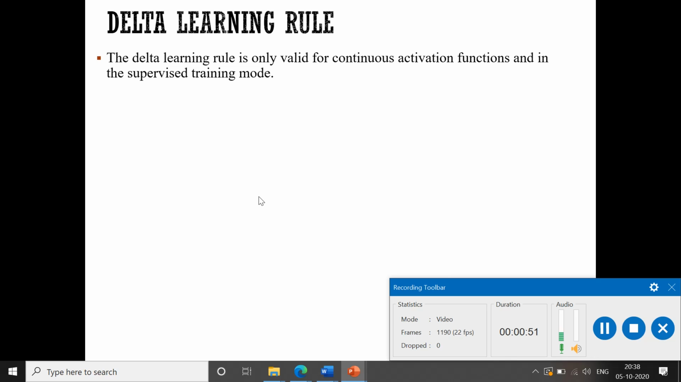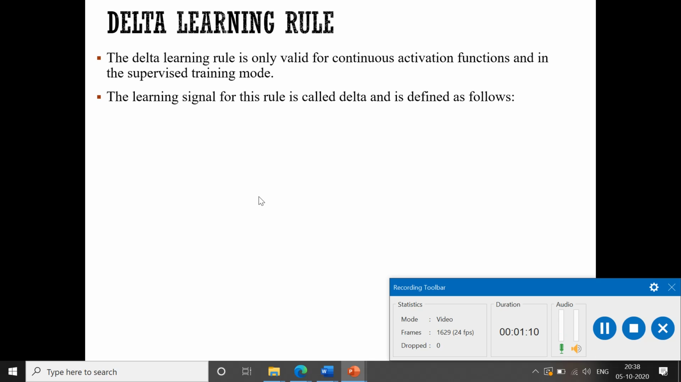So that means the teacher's response or the desired response should be known, and again it can use only continuous activation functions, that is your sigmoidal functions. It may be a bipolar sigmoid or a unipolar sigmoid. The learning signal for this rule is called delta. And why is it called delta? We shall see why the learning signal is called delta.